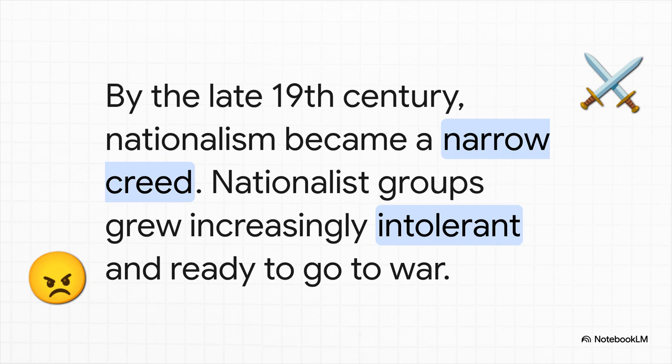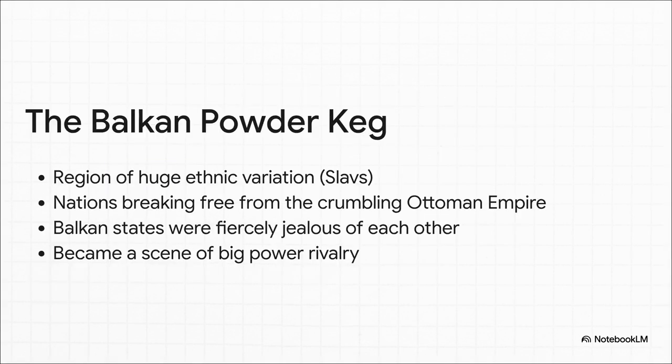The big European powers started using nationalism to justify their empires, scrambling for colonies and power around the globe. It wasn't about we the people anymore. It was about us versus them. And the most dangerous place on earth for this new aggressive nationalism was the Balkans. It was a complete tinderbox of ethnic tension.